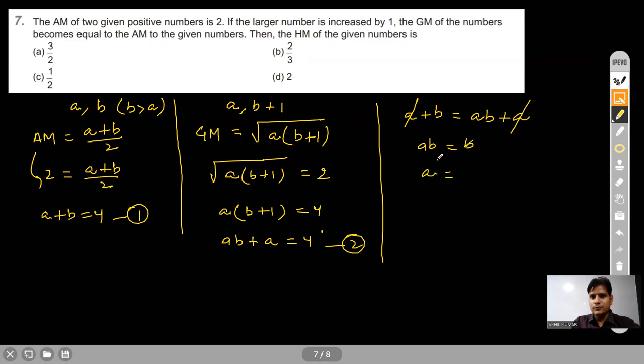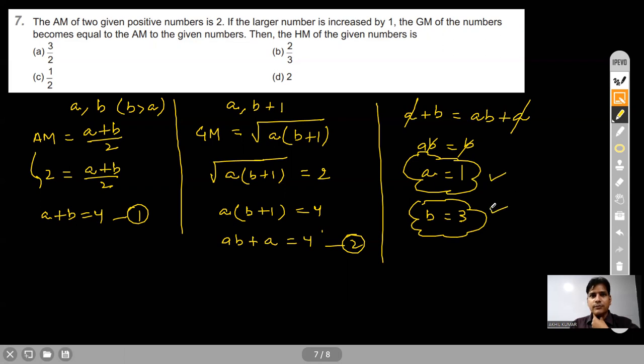So A is equal to 1, right? If A is equal to 1, our B will be 3, since A plus B is equal to 4. So we got the value of A, we got the value of B.